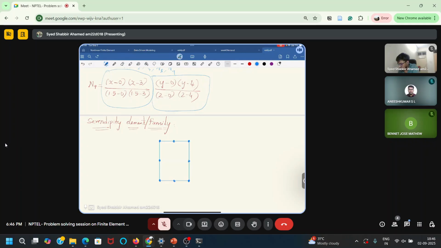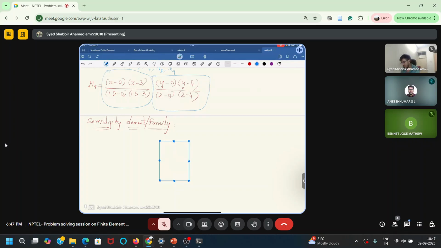So I'm taking nodes only on the edges. You can see, all my nodes are on the edges of the element. So no internal nodes are taken in the domain of the element. We are removing this internal node. In the serendipity family of elements, you will not find internal nodes. All nodes will be present on the edges only. That is an important thing.